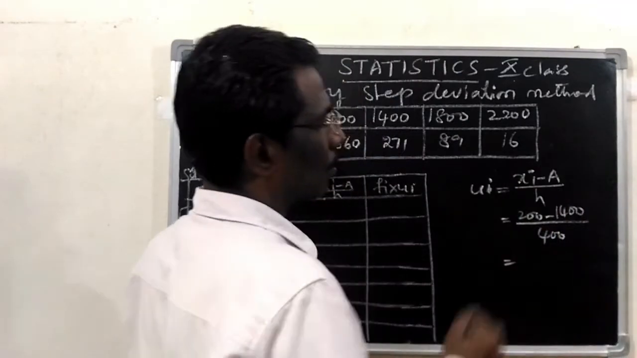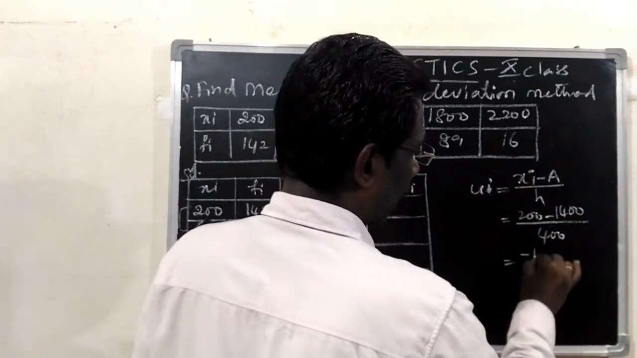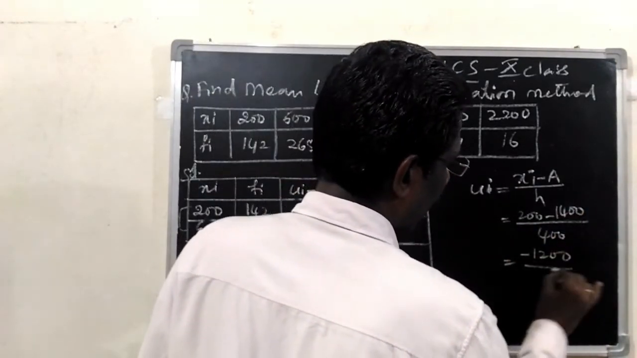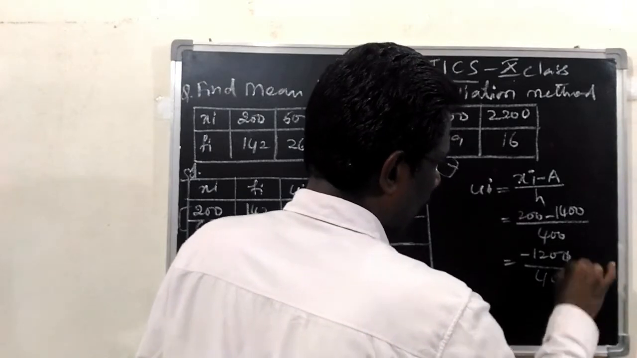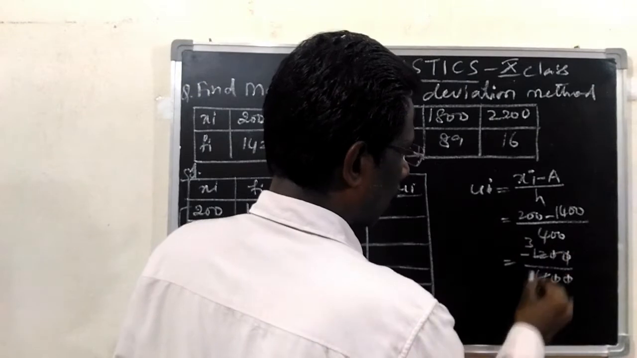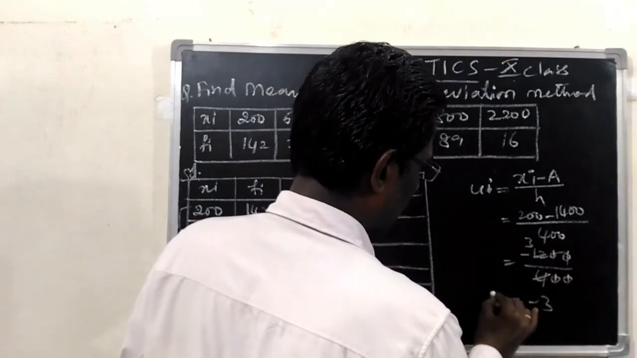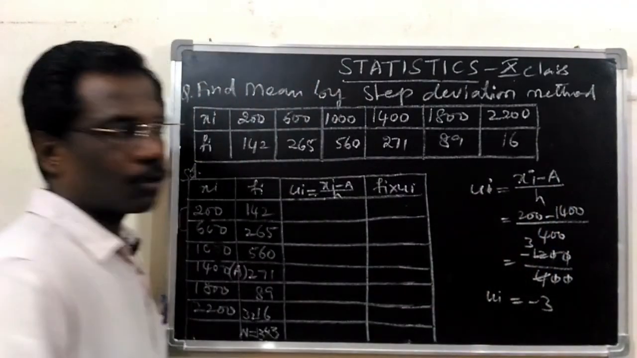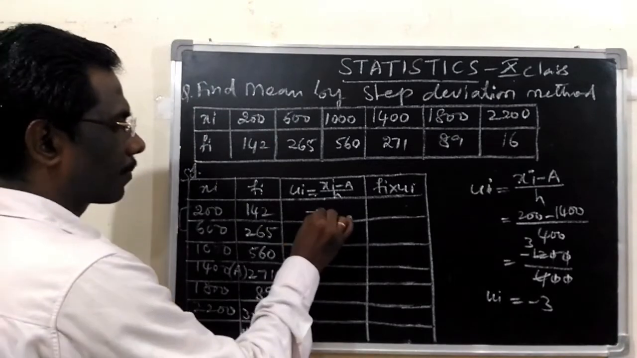So ui equals, if you subtract these two, we get minus 1200 by 400. Cancel these 2 zeros, and 4 3s are 12. So this is minus 3. The first ui is equal to minus 3.